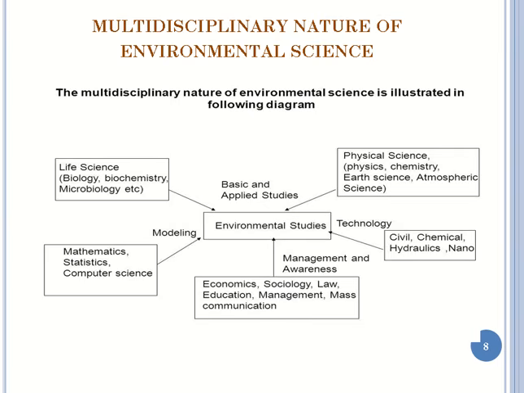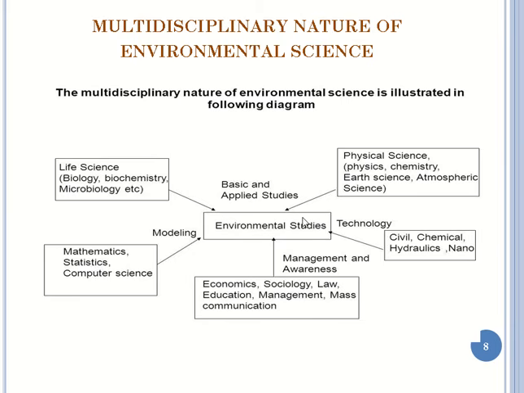Now we'll move towards the major part of the chapter, that is multidisciplinary nature of environmental science. Now what does multidisciplinary mean? To study the problems in environmental science, we require knowledge inputs from various fields. Multidisciplinary means knowledge input from various fields is required to study the problems related to environmental science.